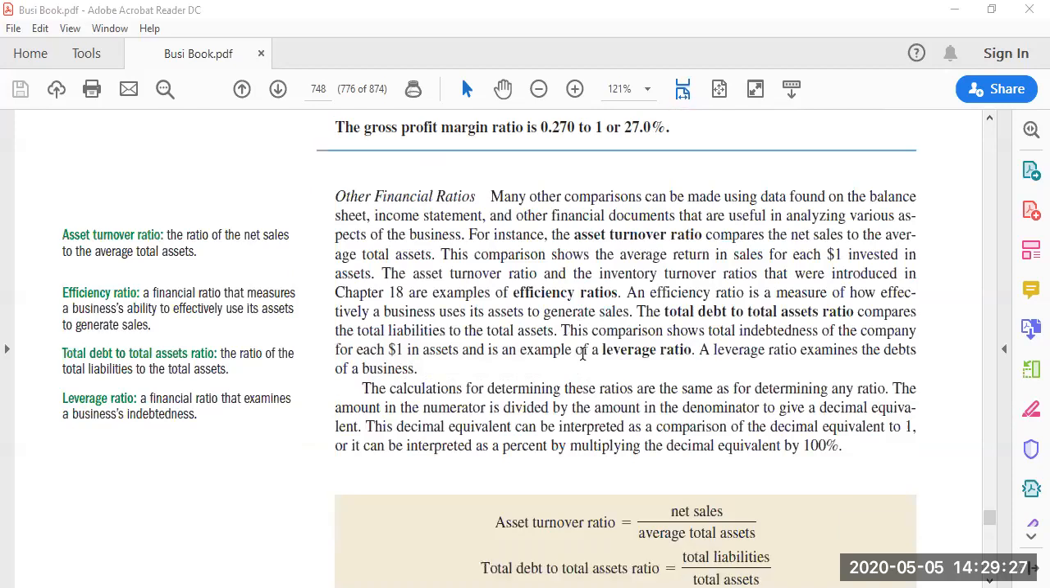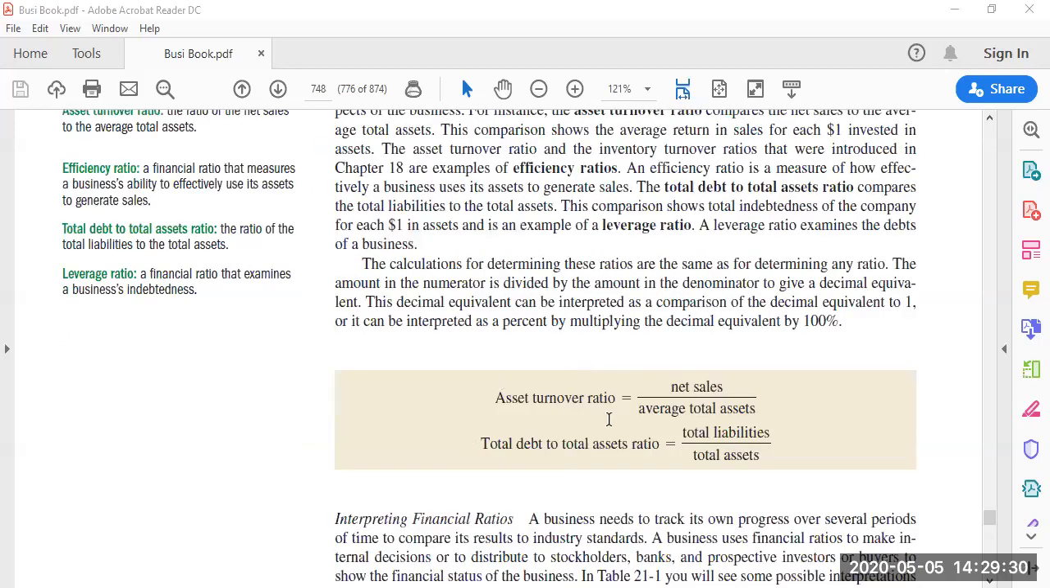So how do we determine the calculations for these? Your asset turnover ratio is simply net sales divided by average total assets. That tells you your asset turnover ratio. Debt to assets, so total debt to total assets: your debt is your liabilities, money that you owe to somebody else. Take the total of that and divide it by your total assets. That shows you your ratio of debt to assets. How much is your debt covering each dollar of assets?